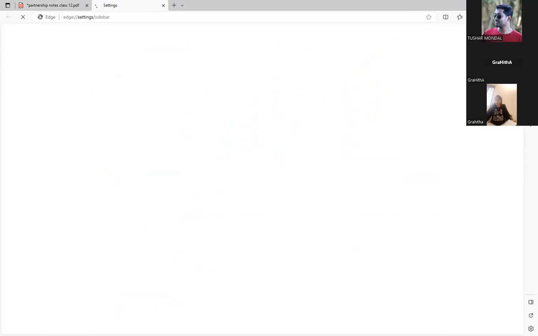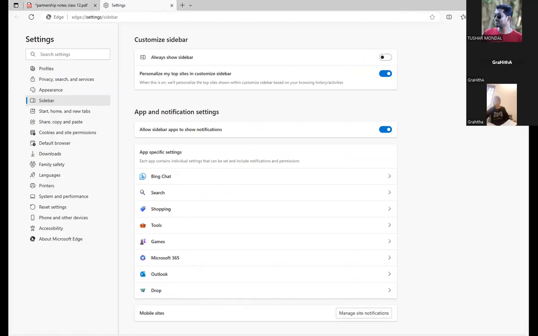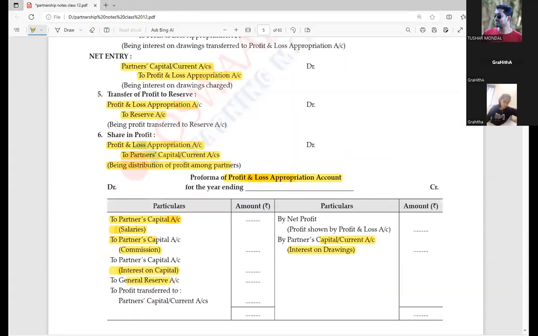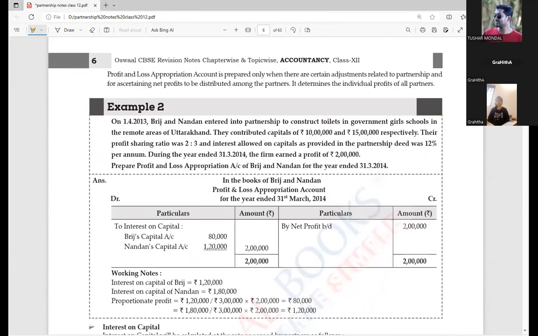What else? Just a second, some setting came up. Oh, this one. Okay, now any question, if it is given there, we will do that. Yes, one question has been given there.